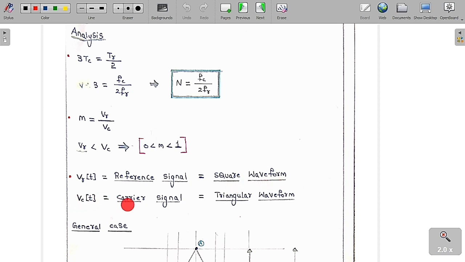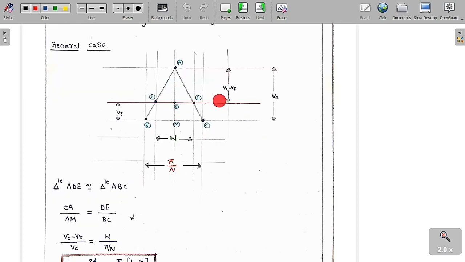Whereas VC of t is called the carrier signal, and here we have used the triangular waveform. So the reference signal we have used is the square waveform, whereas the carrier signal we have used is the triangular waveform. So N is equal to fc by 2fr. It's a very important formula. Now we are going to do a more specific analysis of this one.